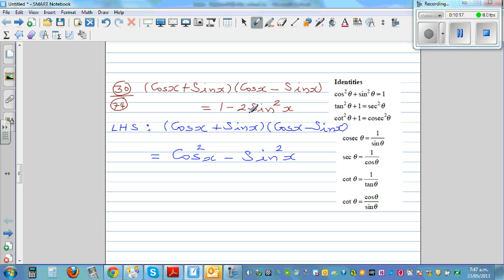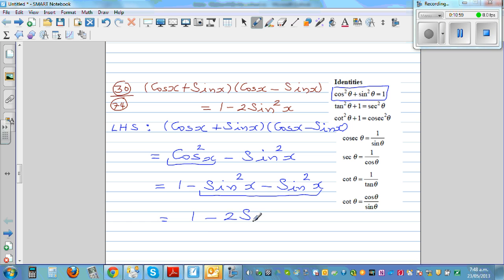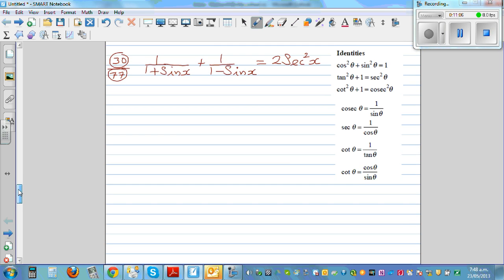Now, if you look at the right hand side, I want it in terms of 1 minus 2 sine squared. So I should be thinking, can I write this cos squared in terms of sine squared? Well, from this identity, cos squared is 1 minus sine squared. So in place of cos squared, I can write 1 minus sine squared x, minus sine squared x. And minus sine squared is 2 sine squared. So this is 1 minus 2 sine squared x, just like that.